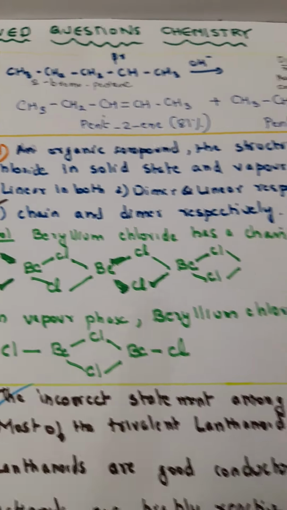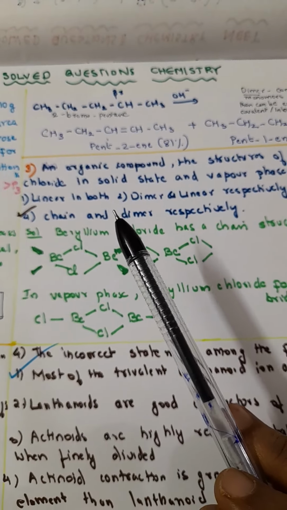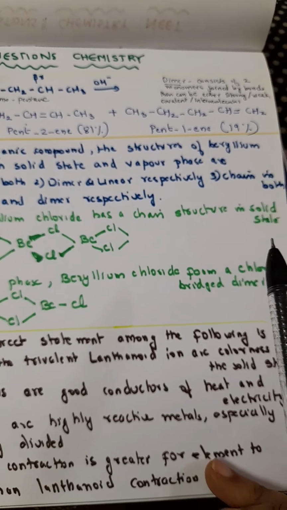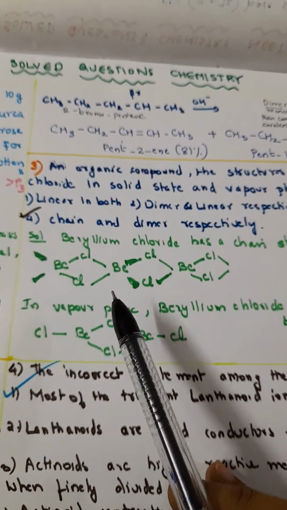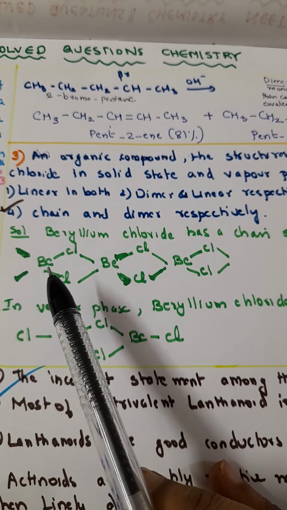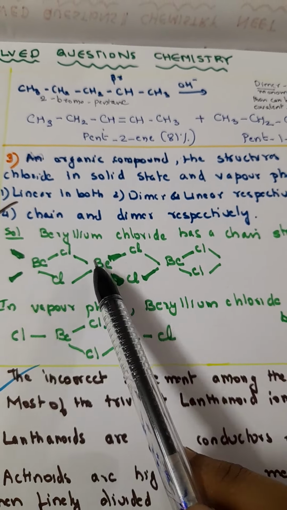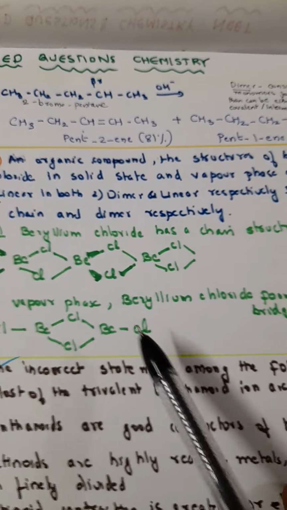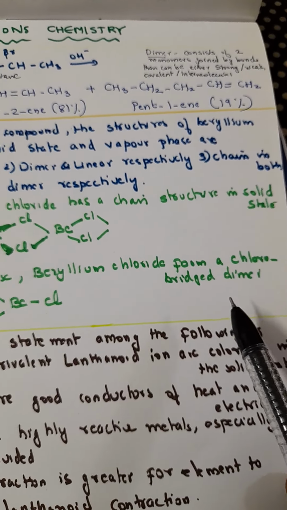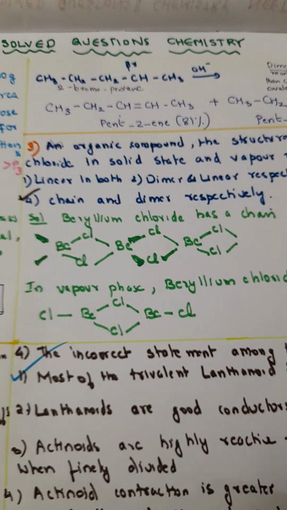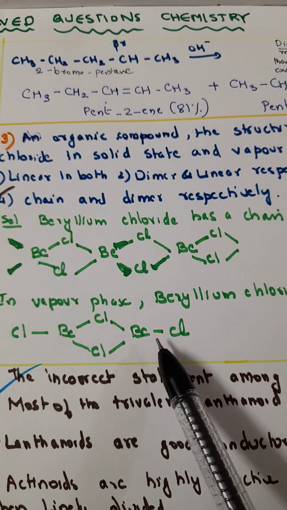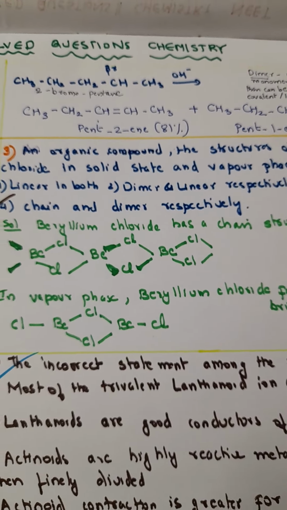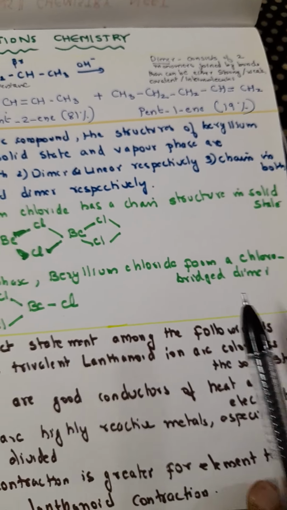According to the question, they are asking the structures of beryllium chloride in solid state and vapor phase. Now beryllium chloride has a chain structure in solid state. So in solid state, this is the chain structure for beryllium chloride: Be, then Cl, Cl, again Be, like this it continues. Now what happens in vapor state? In vapor phase, beryllium chloride forms a chloro-bridged dimer. So the bridging is by chlorine: Cl, Be, again Be, Cl, and between these two Be also. So this is what we call a dimer, and it is a chloro-bridged dimer.